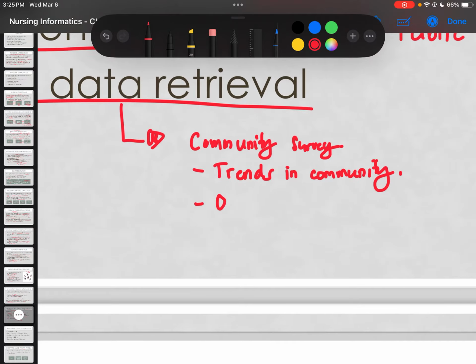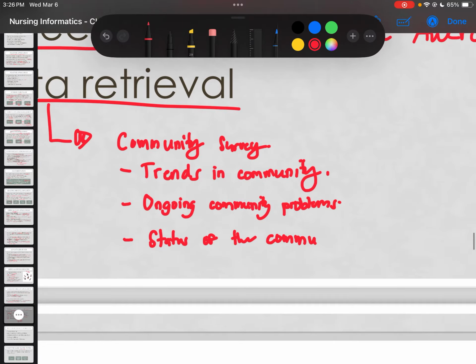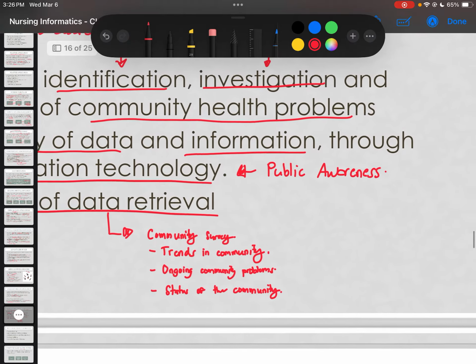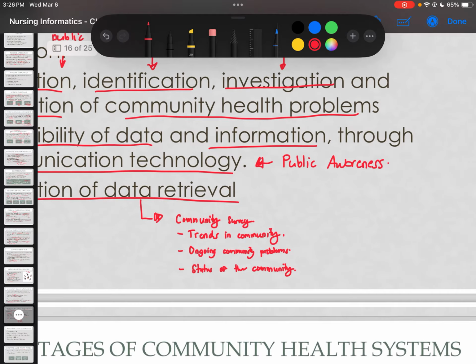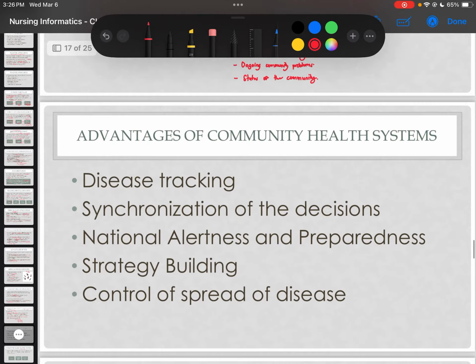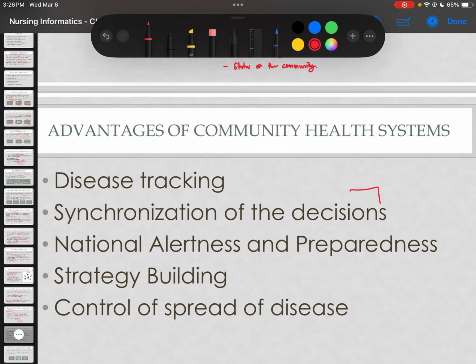Aside from that, we can check if there are ongoing community problems. Okay? Ongoing community problems. Okay? Aside from that, we can check, because there is a lot of data, the status of the community. Now class, you will learn more about this, no, in your CHN2. Pag CHN2 ninyo, mao na maguna siya, application of what you've learned in CHN1. Okay? So the advantages of community health assessment, number 1 is disease tracking, synchronization of decisions, national awareness and preparedness, strategy building, and control or spread of disease.